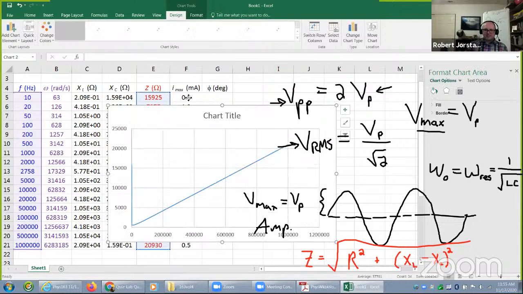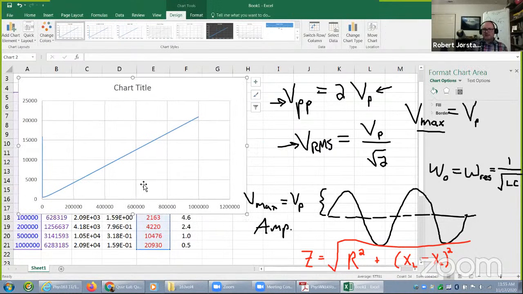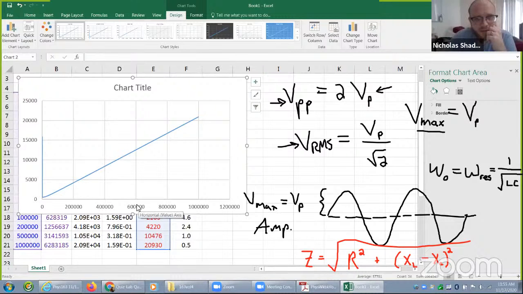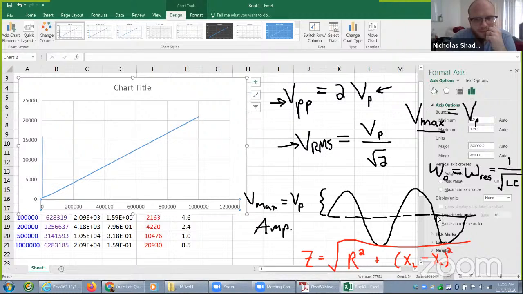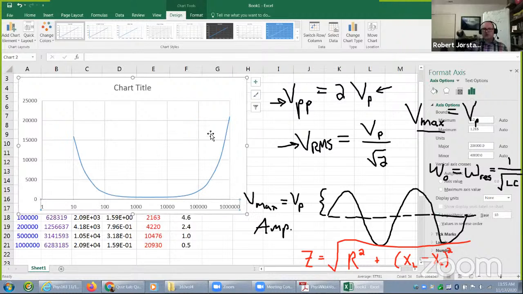Now notice, this does not look anything like it. What do I need to do right away? Logarithmic scale. Yep. And that's what we expected. It's very large at high frequencies. It's very large at low frequencies. And what is this value on the x-axis here?